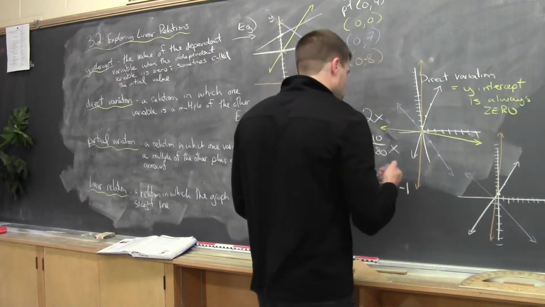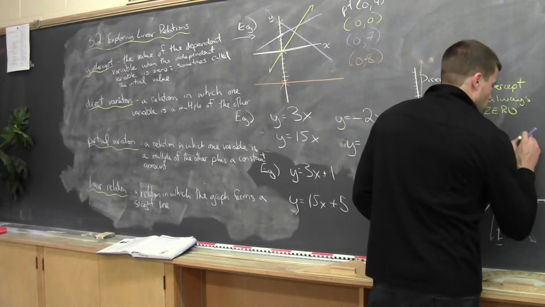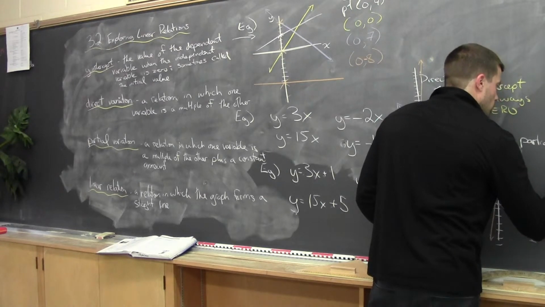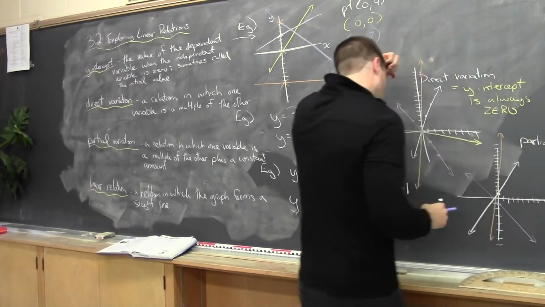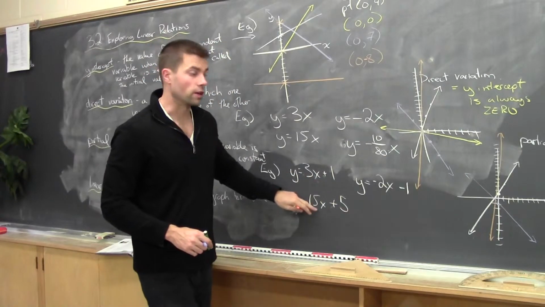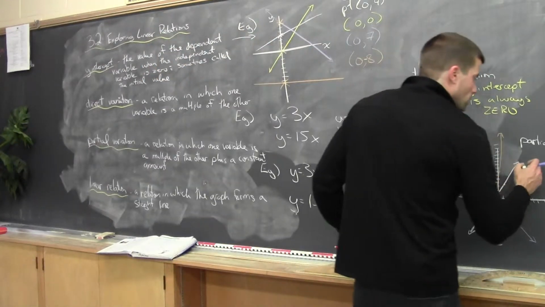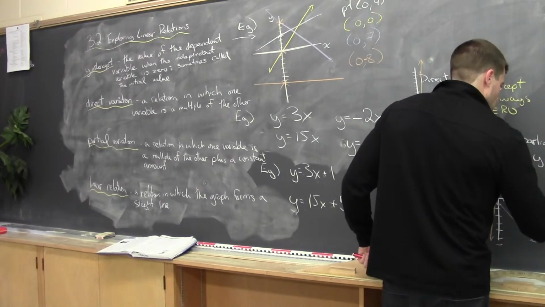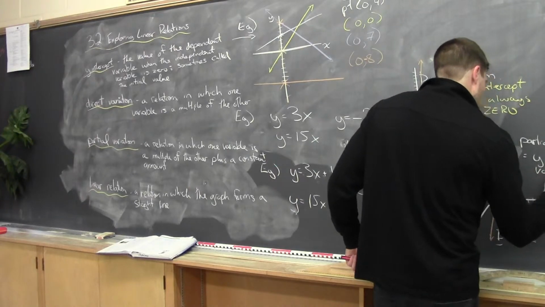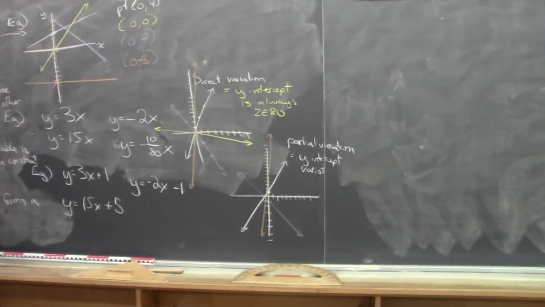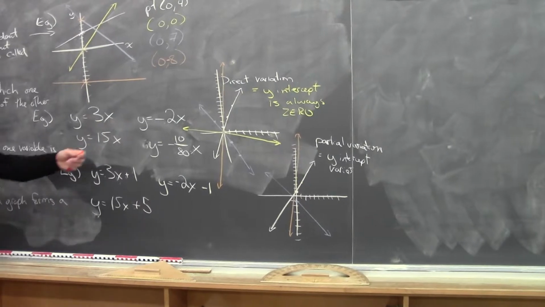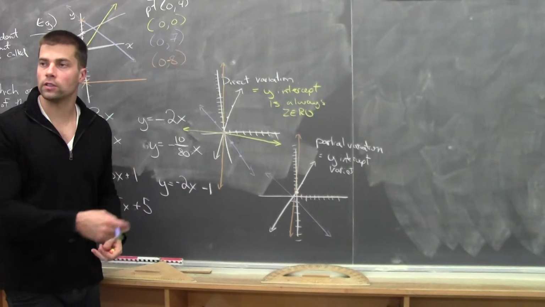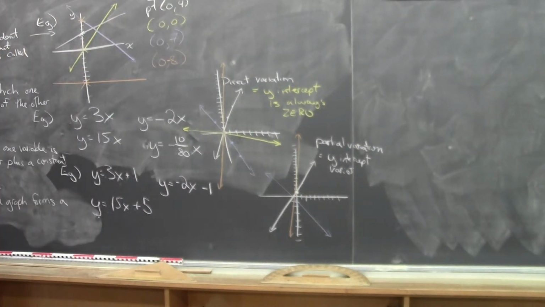So this is called partial variation. You should think of equations that look like this, and you should also think of the y-intercept varies. Okay? What's the difference between partial and direct variation? In direct variation, my y-intercept's always 0. In partial variation, well, my y-intercept's going to change. It's going to vary.